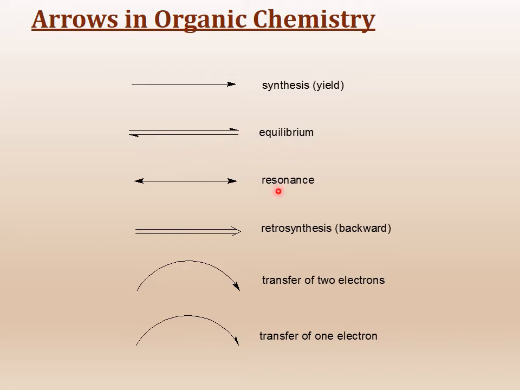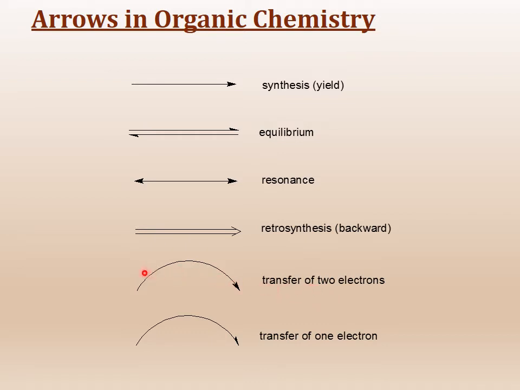The third kind of arrow is the resonance arrow, a double-headed arrow, and in this case there is no starting material or product and there is no equilibrium going on. It is a resonance, which means there's transfer of electrons going on. Retrosynthesis is a backward synthesis, which means that you start with your final product and end up with the starting material. So we will do this one later on.